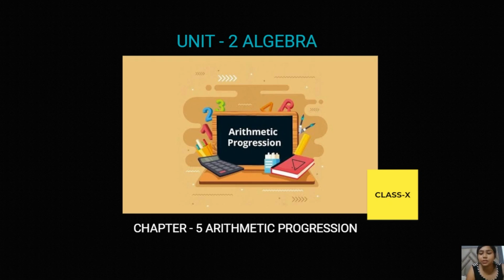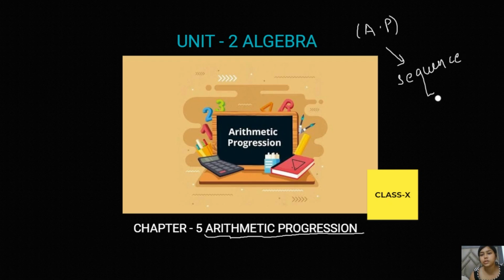So let's just start with our unit number 2 and chapter number 5, arithmetic progressions. What does arithmetic progression mean? This is a very new concept to you. Quadratic equations and linear equations you are well aware of, but arithmetic progression you are not aware of. In layman's language, we can call it sequence and series.